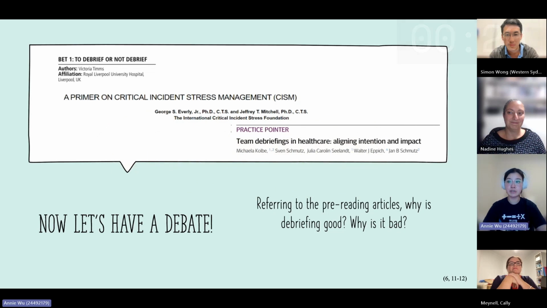So refer to those pre-reading articles, guys, that we got you to read. There's 3 of them we've picked out specifically for this class. Based on these readings, can you form into 2 groups? We've got group A on the left side of the class. You guys can talk about why debriefing is good, why we should do it after any sort of clinical incident. And on the right side, let's talk about why debriefing is bad, why it's a bad thing to do. All right, so I'll give you a couple of minutes to do that.